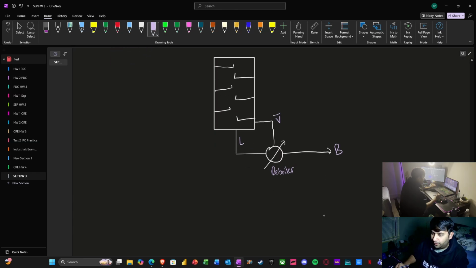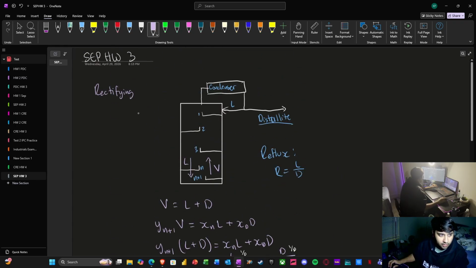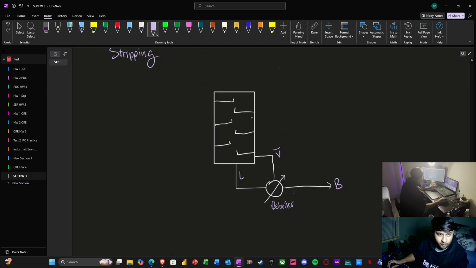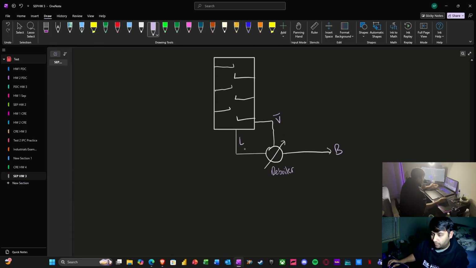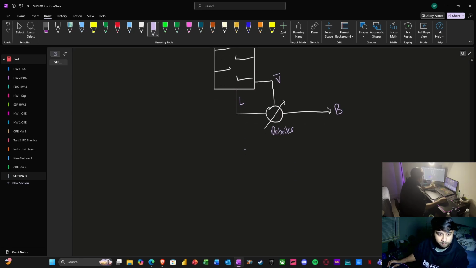It's basically the same thing, except when we looked at our rectifying in terms of vapor, this time we're going to be looking at it in terms of liquid from the bottom product. So what we essentially have is L equals B plus V, which is our vapor and our bottoms.